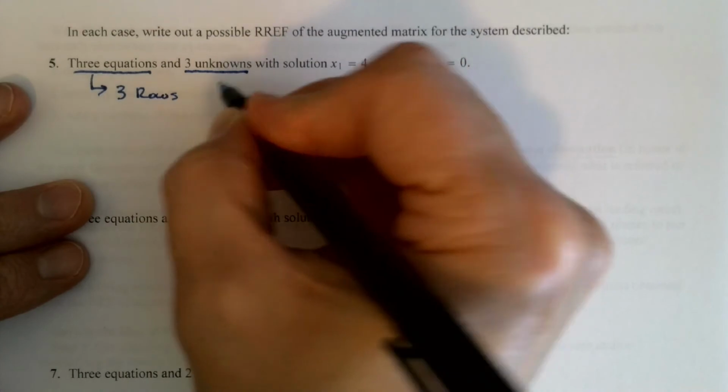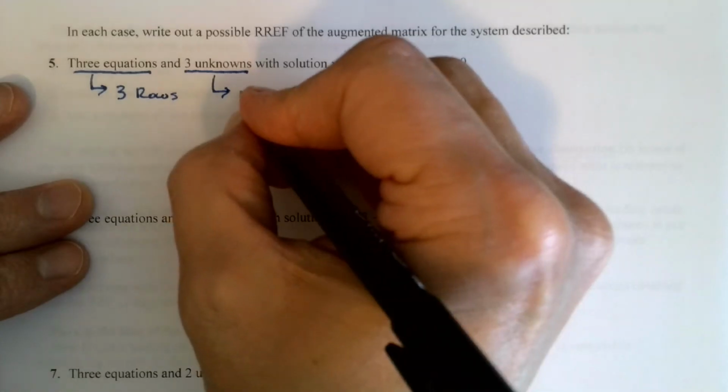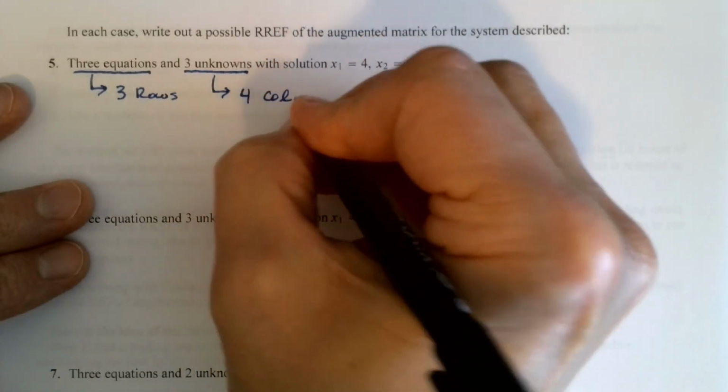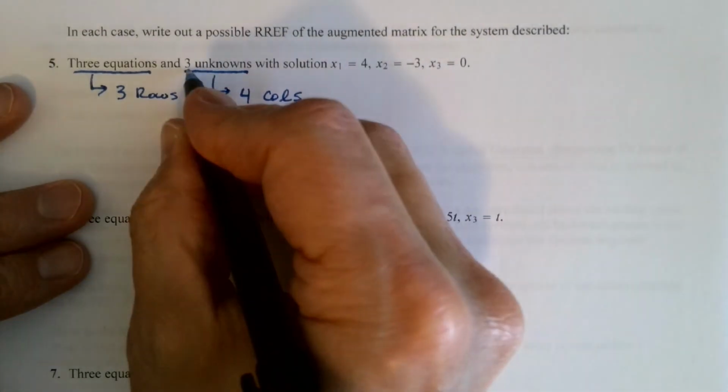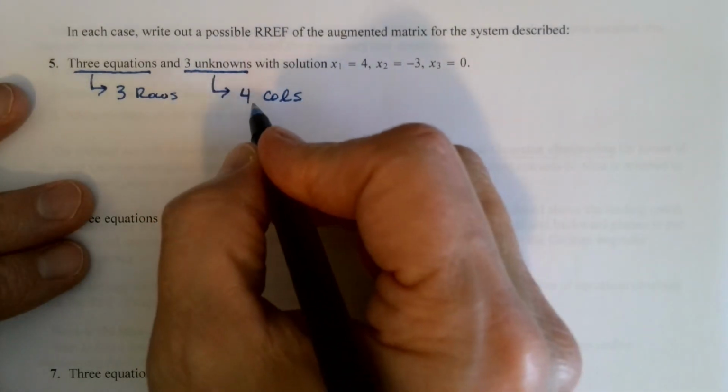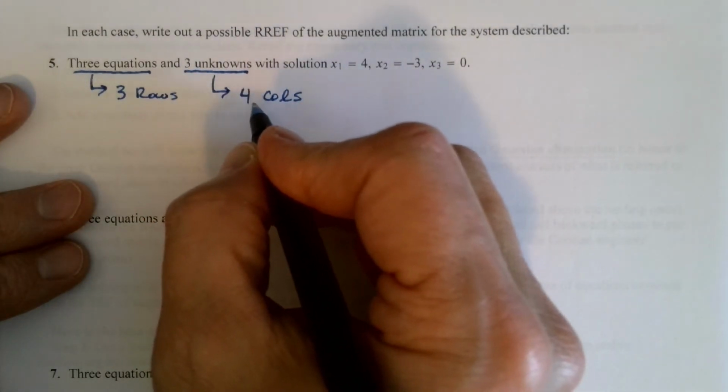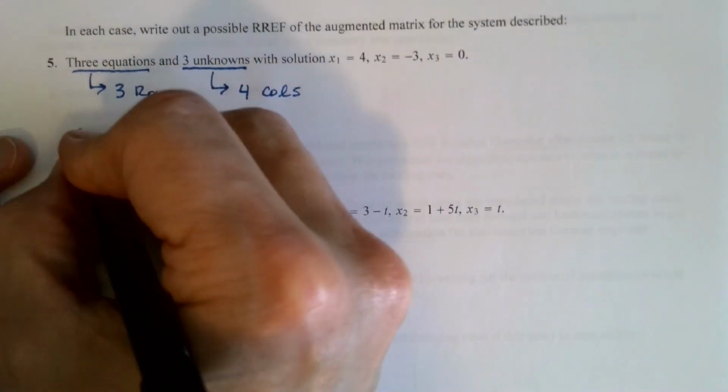3 unknowns. What's that tell me about columns? There's 4 columns. You say 4, what about the 3? Well, there's 3 unknowns plus what? The constants, right? And so I've got a total of 4 columns. And basically this one's pretty easy.